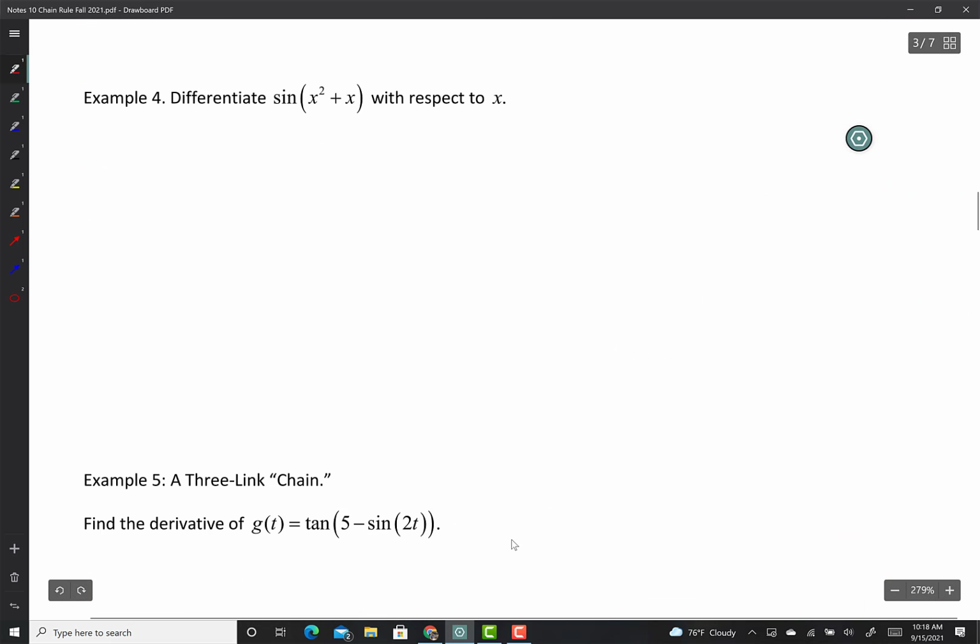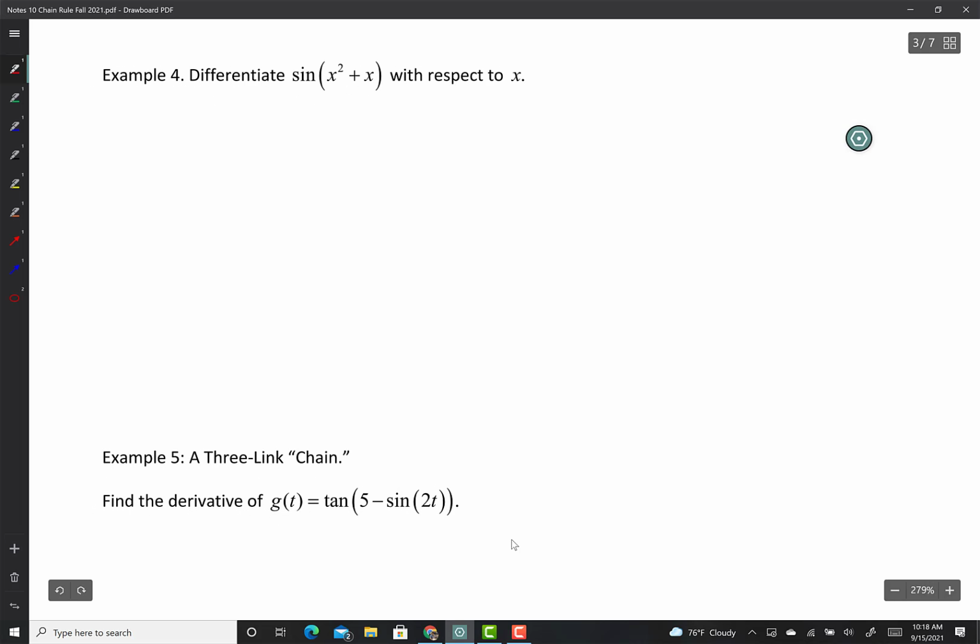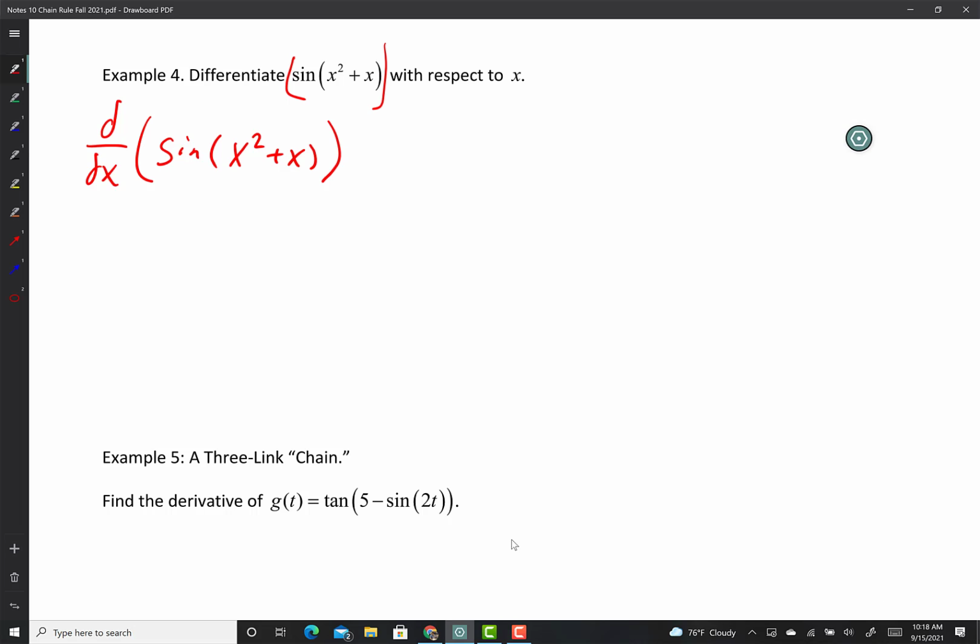All right, here we go. Example 4. Differentiate sine of x squared plus x with respect to x. So here's how you write that first. You're going to write d dx, and in parentheses you're going to put what you're trying to take a derivative of. Sine of x squared plus x. If you want to call that y, that's fine. And then you could have gone y prime. So I'm taking the derivative of that.